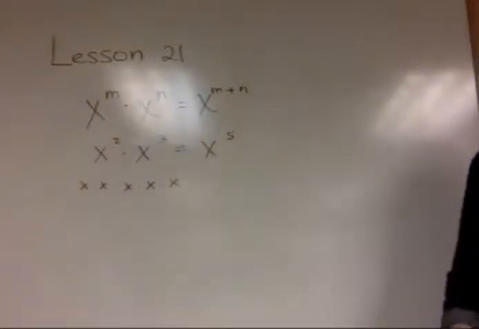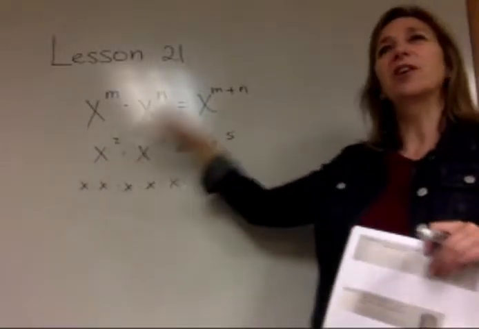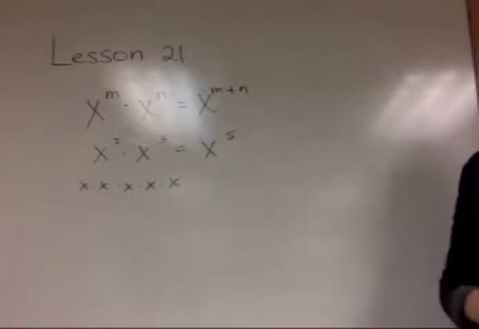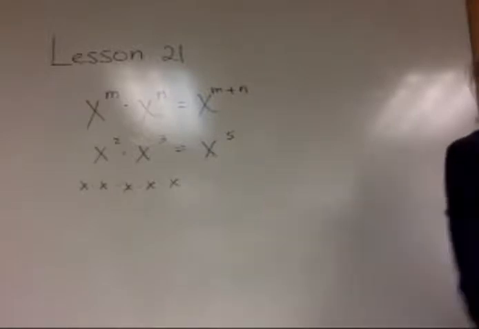Oh yeah, I remember this. Because it's kind of like how many x's there are, and this is how many x's there are, and together there are 5 x's. So do you multiply the x's and then add the exponent? No, you just add the exponents.